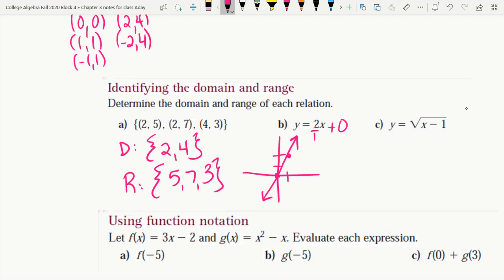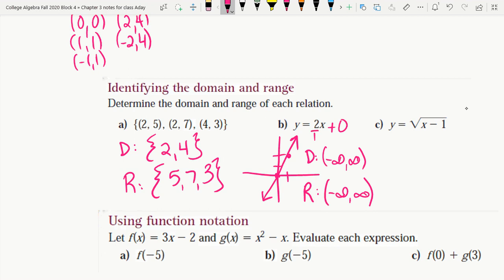So what is my domain? Well, what can I put in for x? I can put anything in for x. So you're going to say negative infinity to infinity. And what's my range? Same thing. All my y's can be anything. So negative infinity to infinity. And that one is a function.